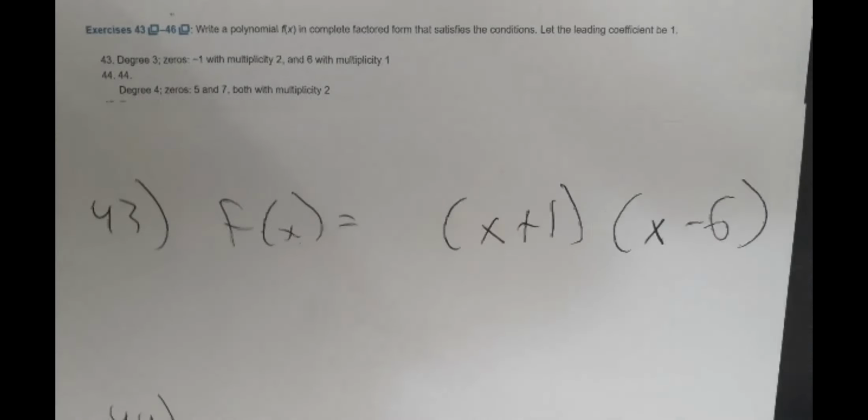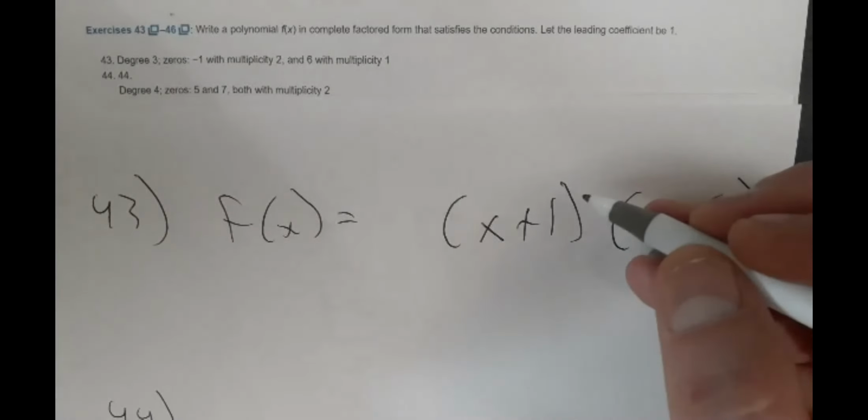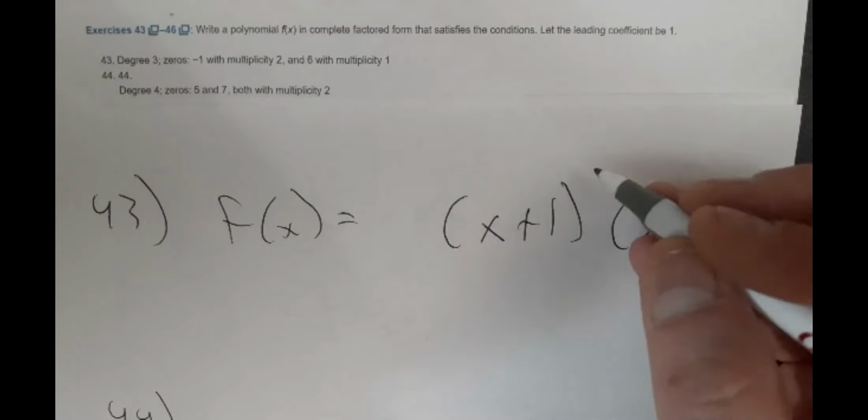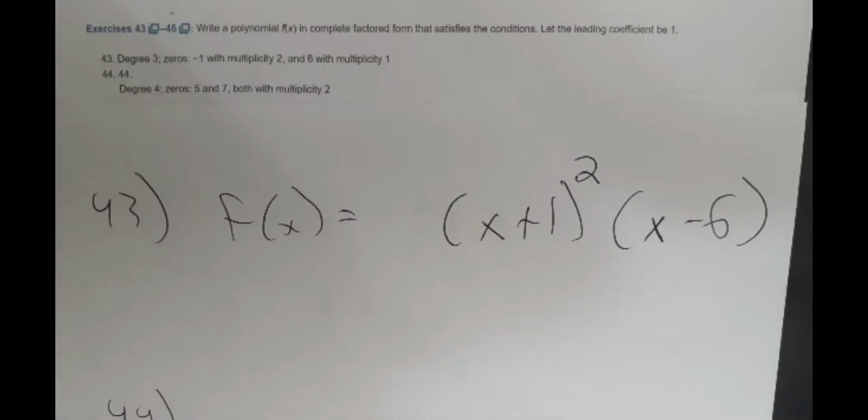Now I want to do multiplicities. So at the -1, there was a multiplicity of 2. What do I do with that information? Put a 2 above it, on the exponent of this factor. So there are 2 x plus 1s here is what this is saying.